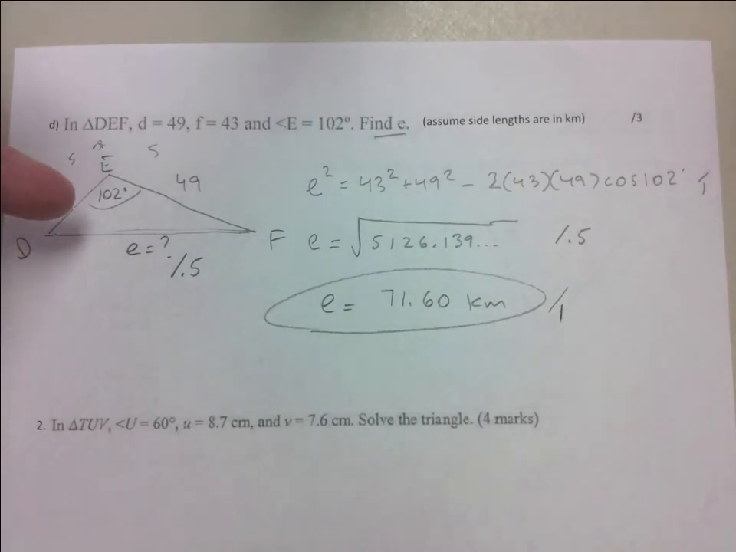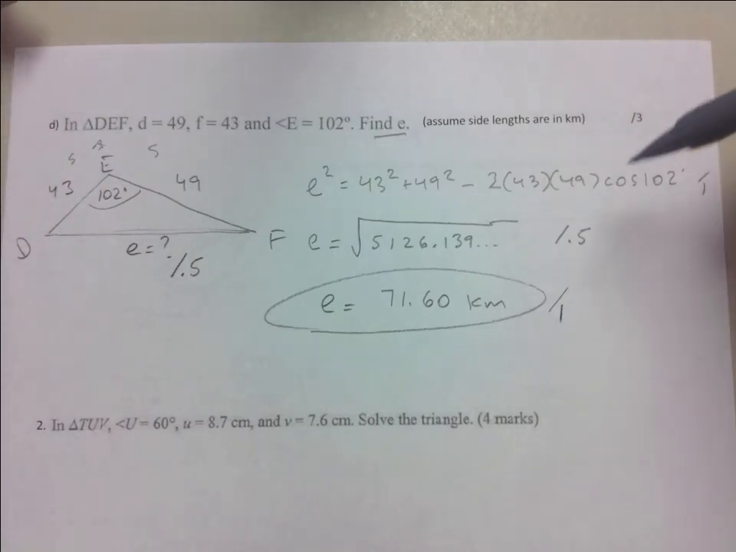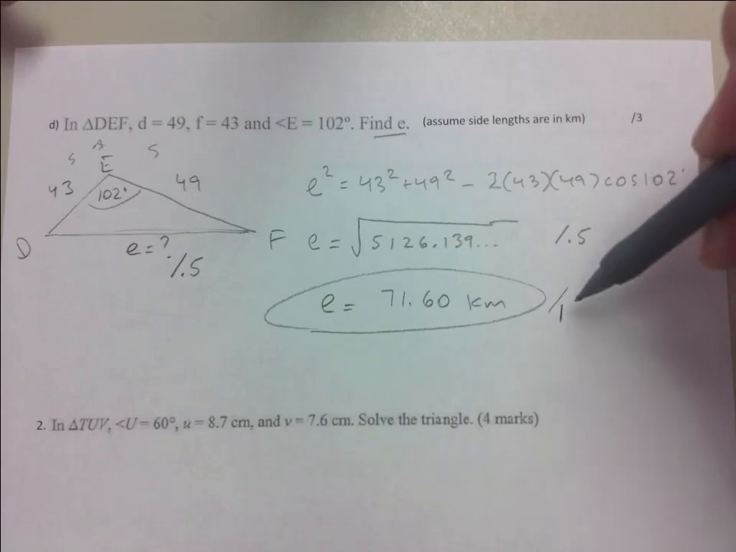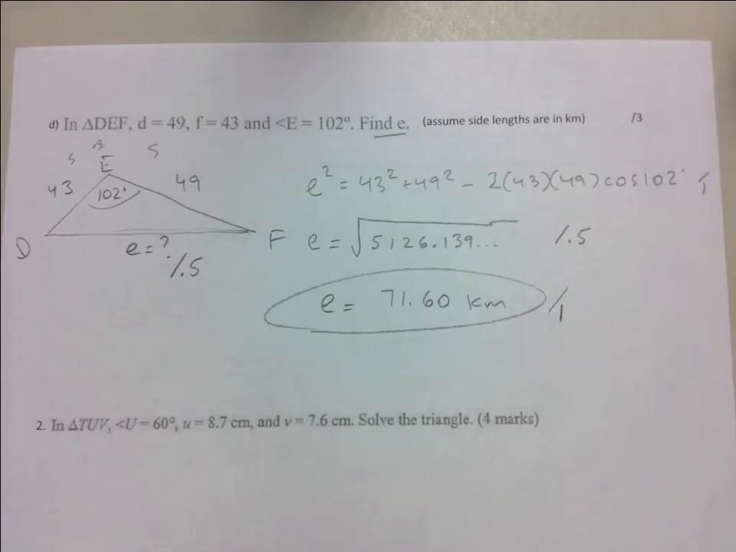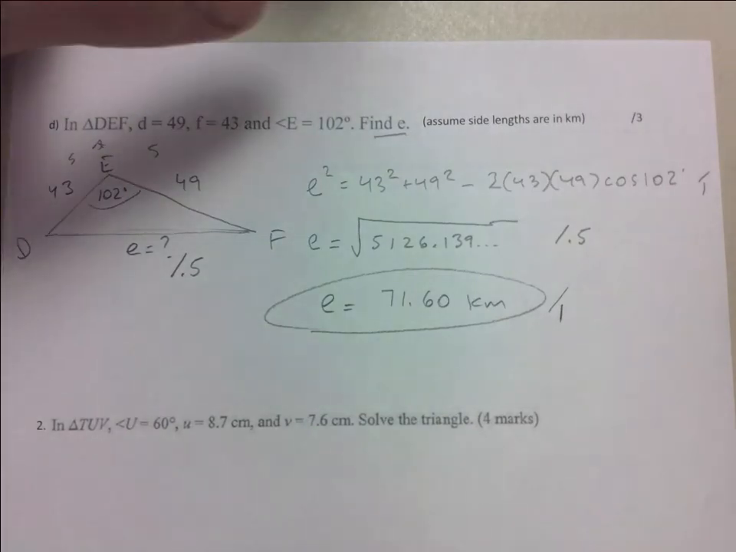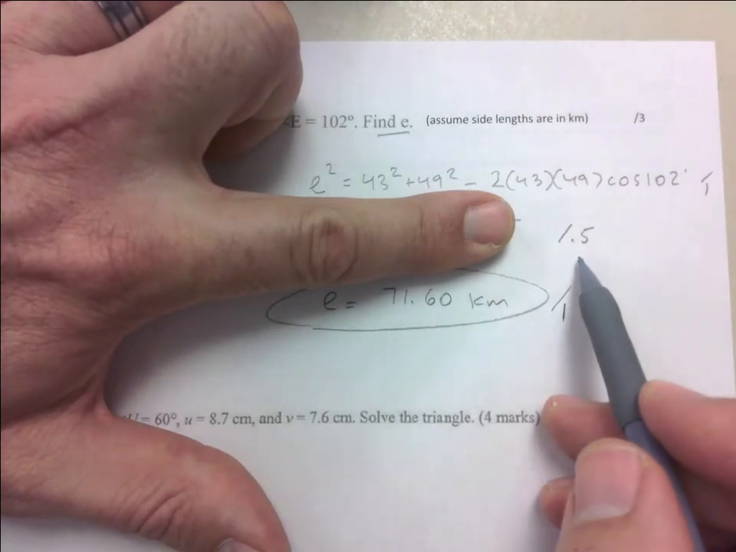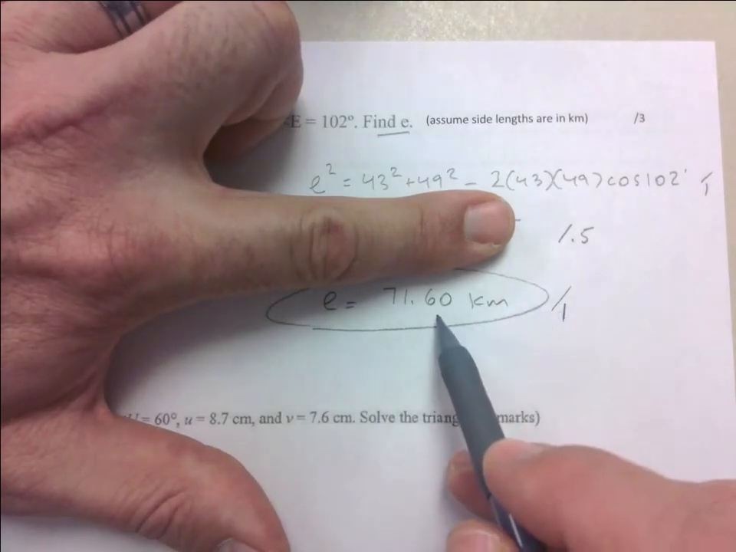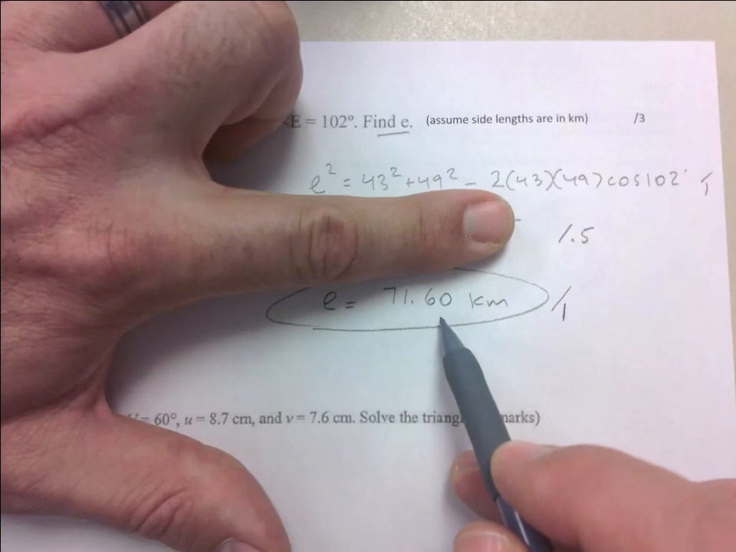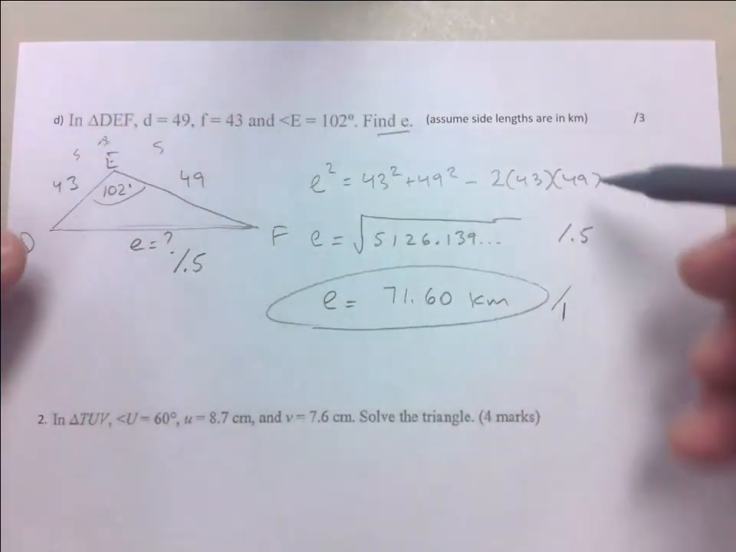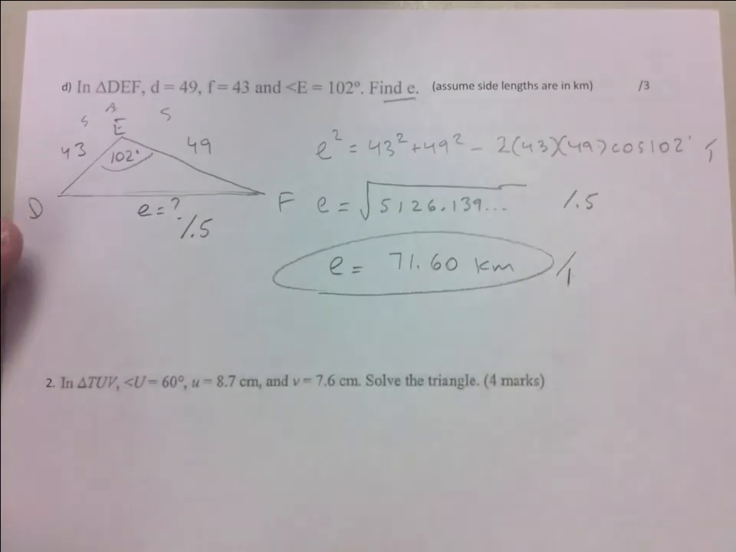So half for your diagram, I don't care if it's drawn to scale. 1 mark for substitution, half a mark for the work, and a full mark for your correct final answer. That's why it's important to show work. If you didn't show this in between, you would lose half a mark for sure. And on top of that, if this is wrong, you might lose more, right? Because I don't know what happened between the original and the last.